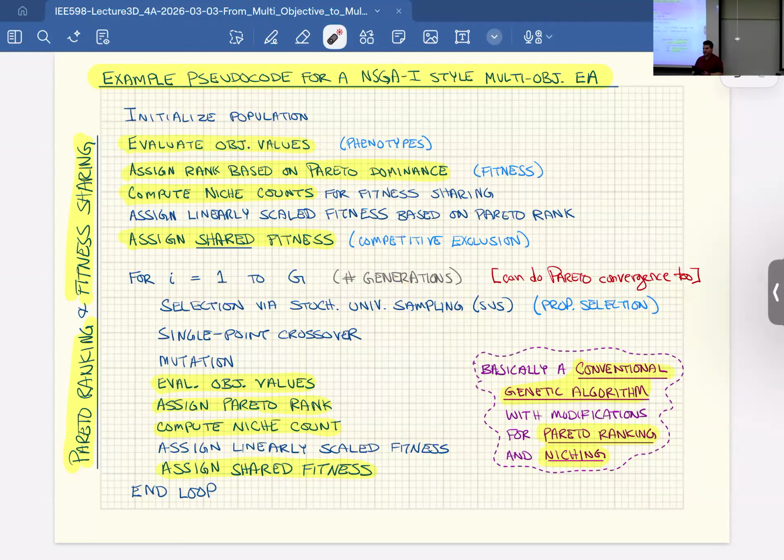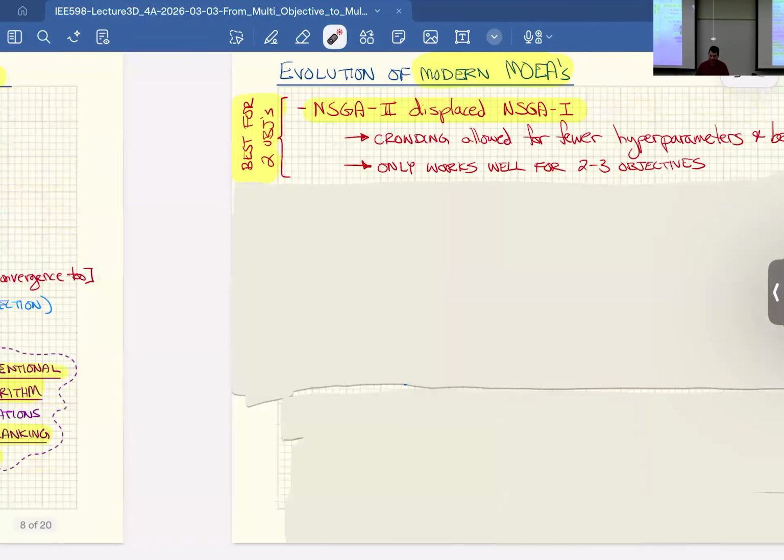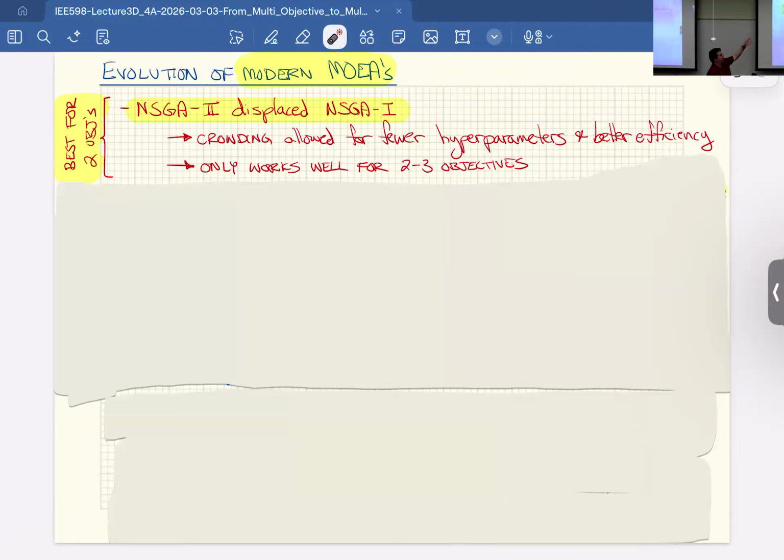Okay. All right, so that's the simplest, SGA1 with fitness sharing. SGA2 is the one that is really dominant because it's a little bit faster to use, it works a little bit better, and it uses a crowding-based mechanism instead of sharing. So basically that is a nice way to see the evolution of our modern multi-objective algorithms. The one I just showed you in SGA1 was displaced by the SGA2 crowding, and that's the other nice thing about crowding.